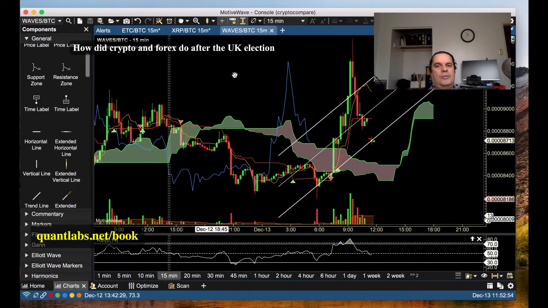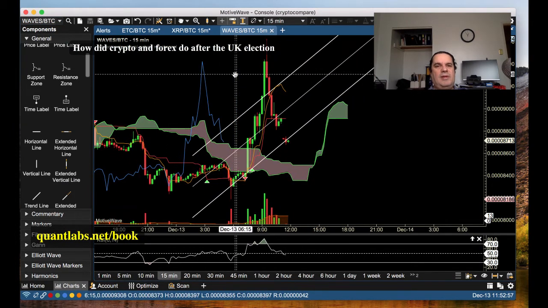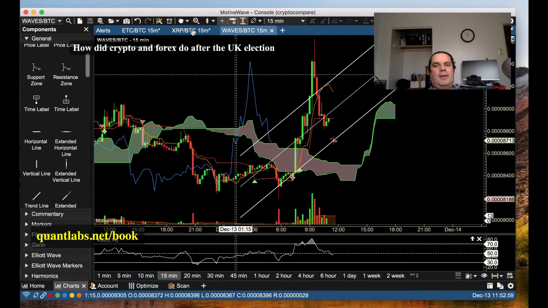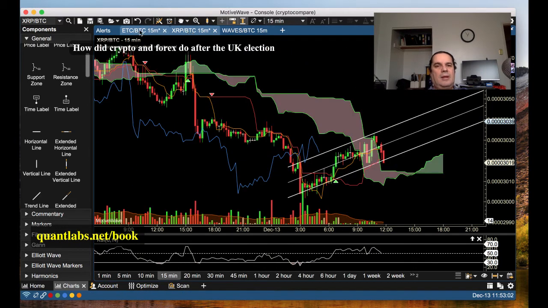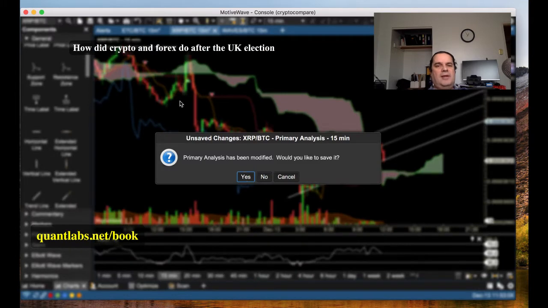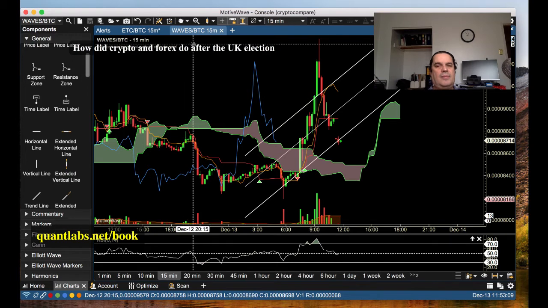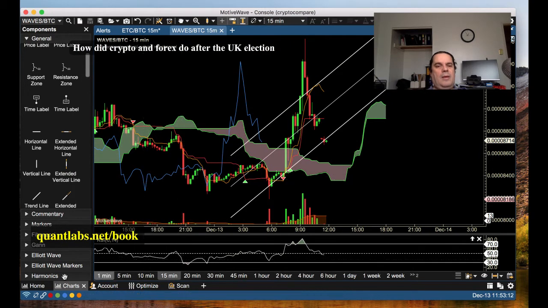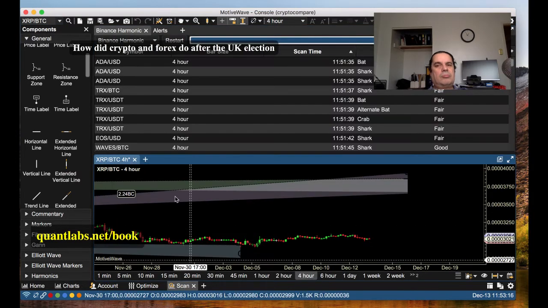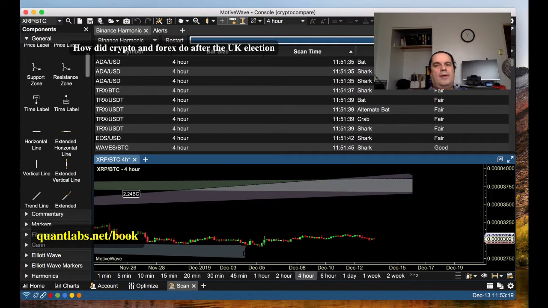There's a way to do it. Okay, so that's Waves BTC. XRP, no, let me get rid of that. So right now I have ETC, this is from last night, ETC, BTC, and Waves BTC. Now, let's do a scan here. And here's what we have.